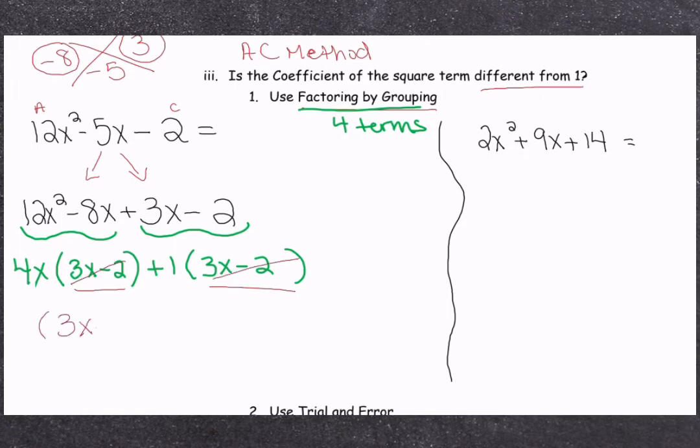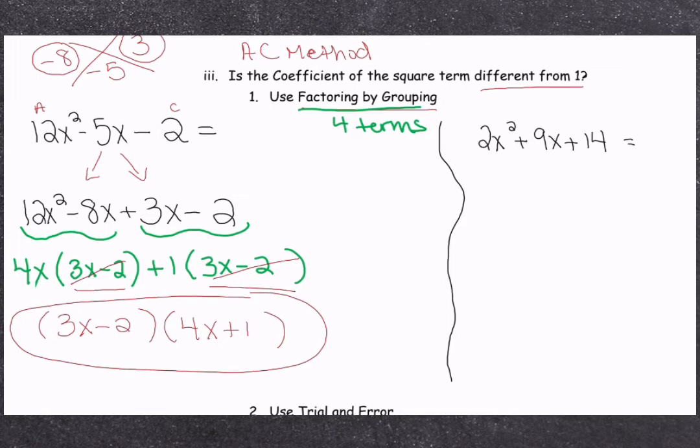I got 3x minus 2. And then what I don't have crossed out is what I have left, 4x plus 1. And then this will be your answer. You see? So that 3x minus 2 is almost like a GCF that you're taking out. They're common, they're the same. You take them out, you bring them together as 1, and then you're left with 4x plus 1.